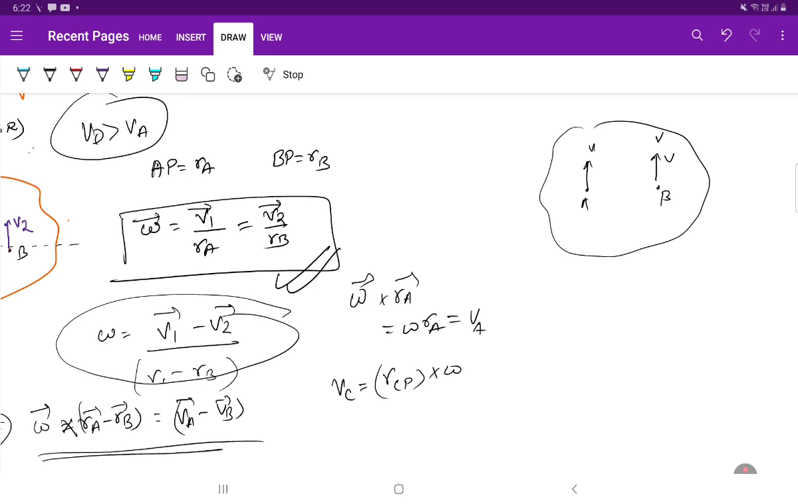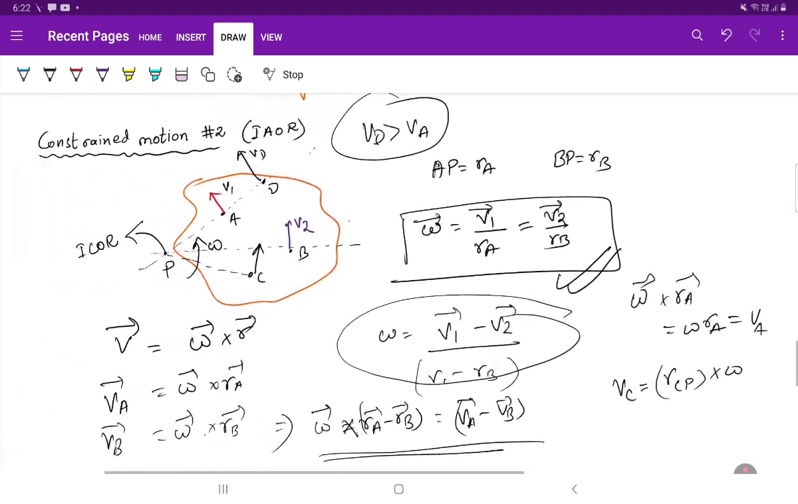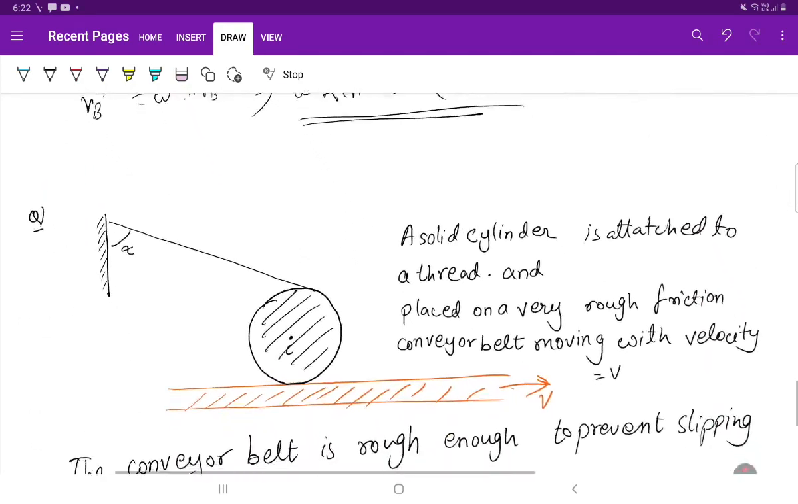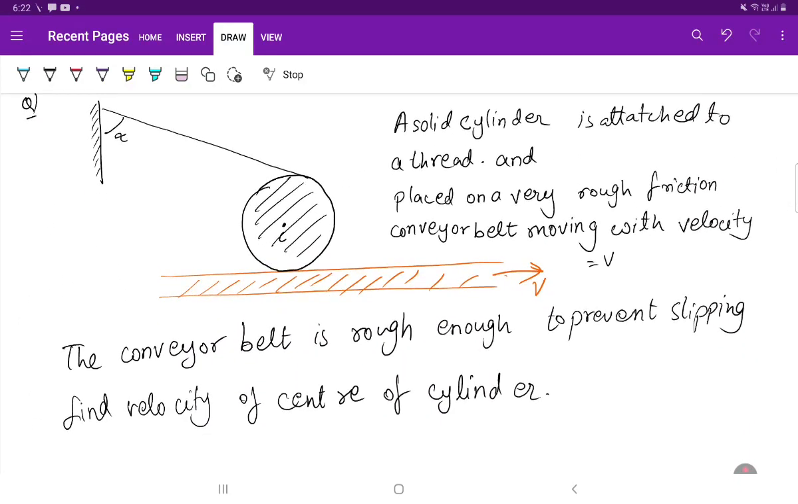Now we'll be taking a question for better understanding. This question is taken from Jan Kalda. It says that a solid cylinder is attached to a thread and placed on a very rough conveyor belt moving with velocity v. The conveyor belt is rough enough to prevent slipping. You have to find the velocity of the center of the cylinder.